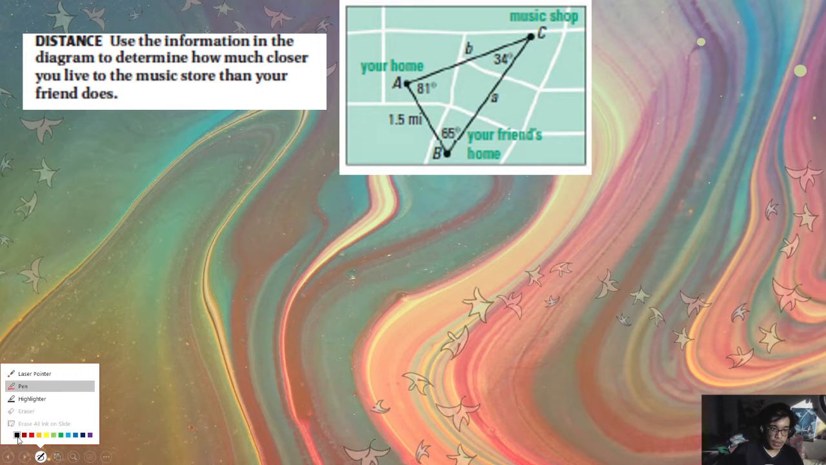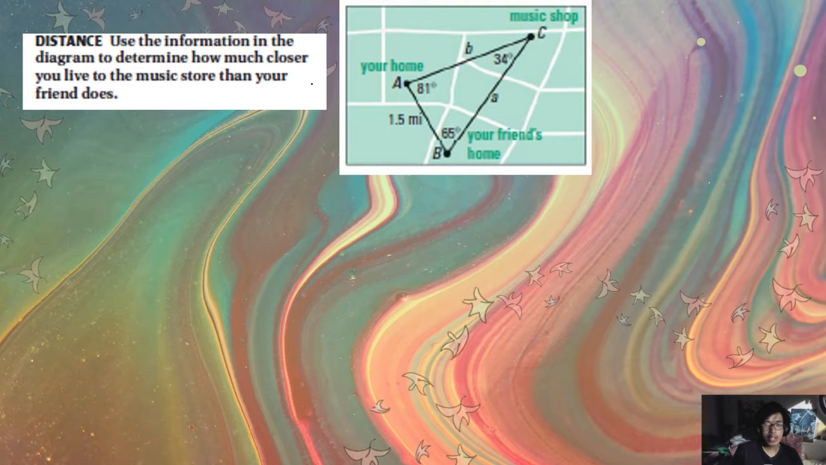The problem reads: use the information in the diagram to determine how much closer you live to the music store at point C than your friend's house. We have this map, and your home is at point A at 81 degrees. Your friend's home is at point B at 65 degrees, and they form a triangle with the music shop at point C, at 34 degrees.